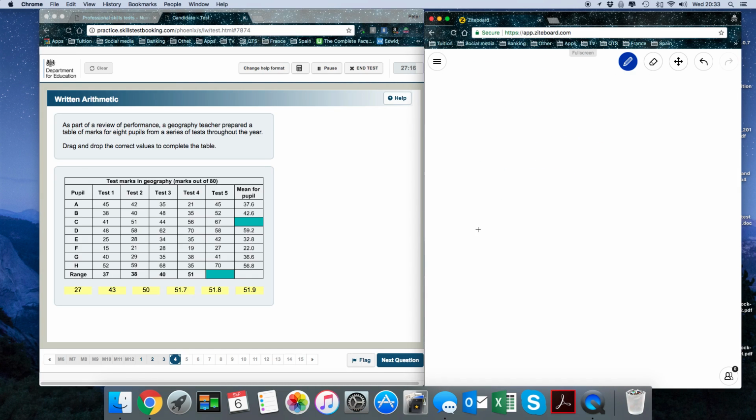Okay, let's have a look at this one then. So it's another two-way table, a very simple two-way table. You just have pupils down the side, tests along the top. Again, what's really important is to look at it and think, well, what are the numbers? Are they percentages? Are they marks? What are they? It says here, marks out of 80.